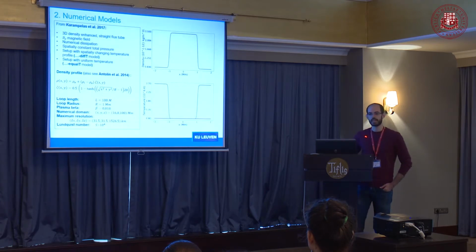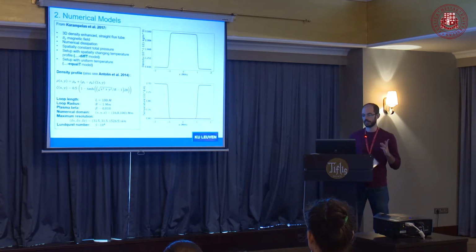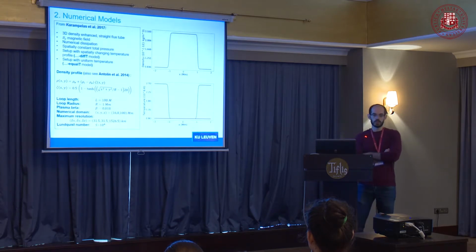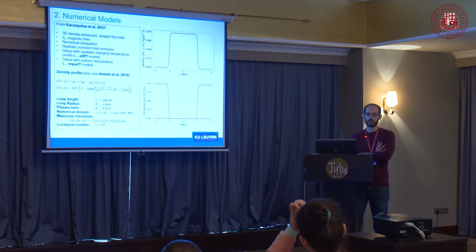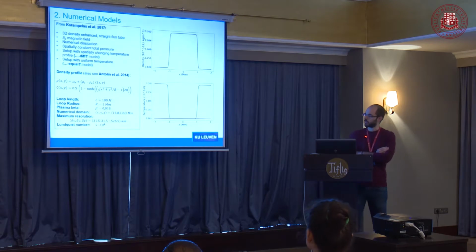So we again use a straight, density-enhanced flux tube. We have a magnetic field along the loop axis. We study the ideal case, but unfortunately we have numerical dissipation, which will have to act as resistivity, viscosity, or both, or one of them.